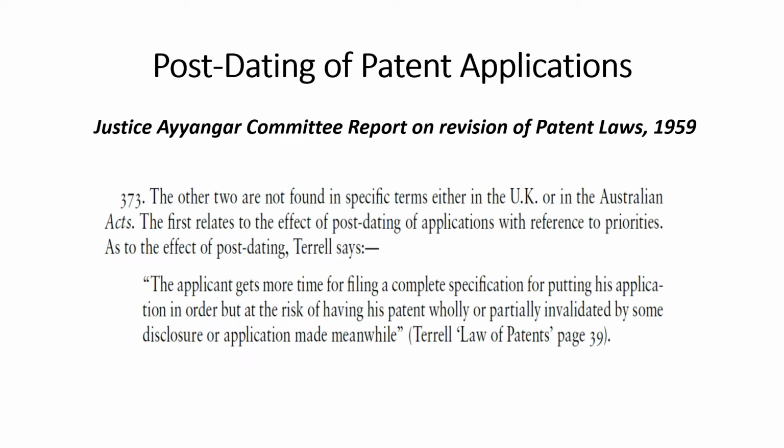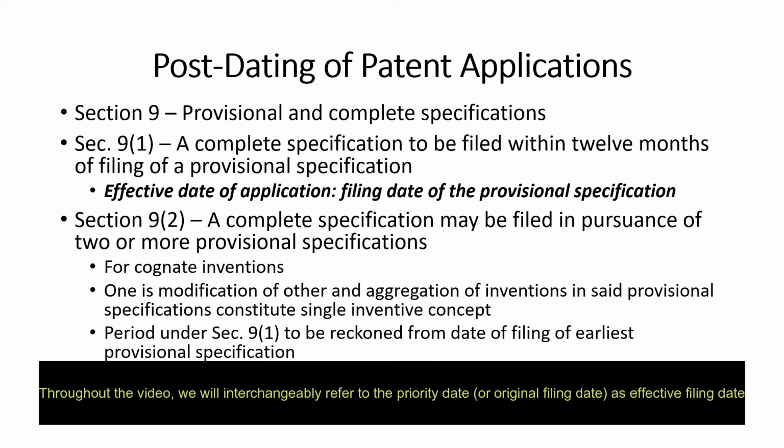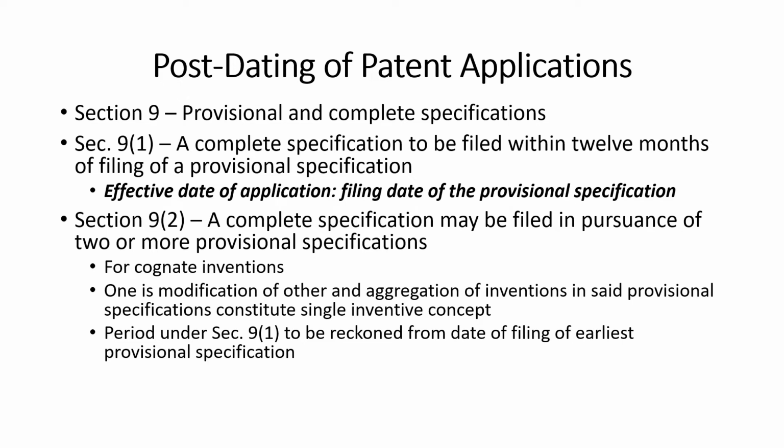But again, at the same time, it identified that there is a risk that the patent could be invalidated by some disclosure or any prior publication that exists in the interim period between the original priority date and the shifted priority date. You will understand this better when we move to the provisions, but as of now, just consider it as a shifting of the original filing date or the priority date of your ordinary application in India. So as I said, post-dating of patent applications is available for ordinary applications.